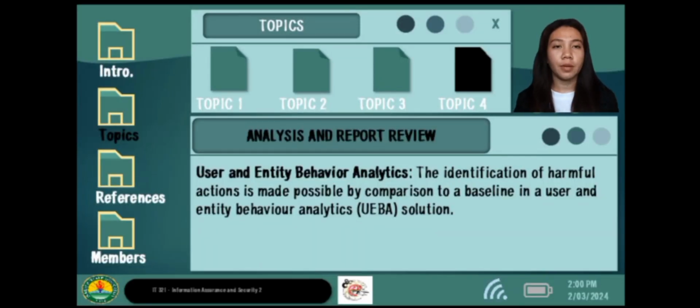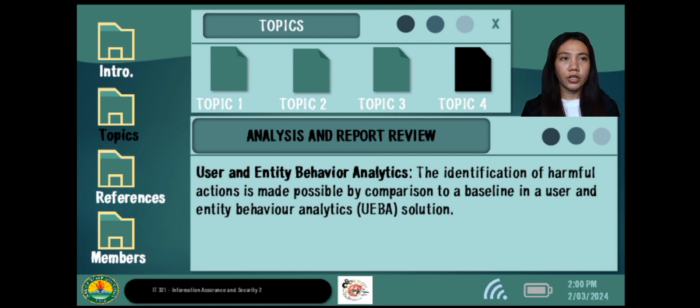Hi everyone, I'm Gemalia Mamuri and I'm here to discuss the continuation of topic 4, which is Security Information and Event Management. Analysis and report review. User and Entity Behavior Analytics. The identification of harmful actions is made by comparison to a baseline in a user and entity behavior analytics solution. What is User and Entity Behavior Analytics?